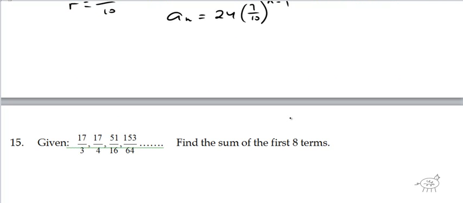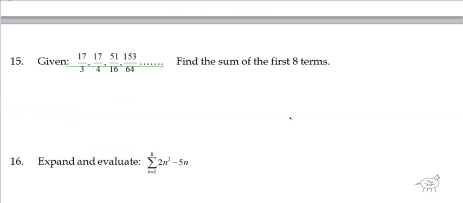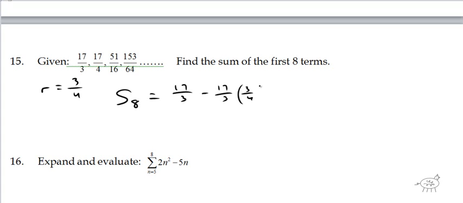15. Find the sum of the first 8 terms. So if I divide that, I find out this is geometric. So r comes out to be 3/4. So S sub 8, the sum of the first 8 terms, is a sub 1 minus a sub 1 times r, which is 3/4, to the 8th power, to the n power, over 1 minus 3/4, 1 minus r.